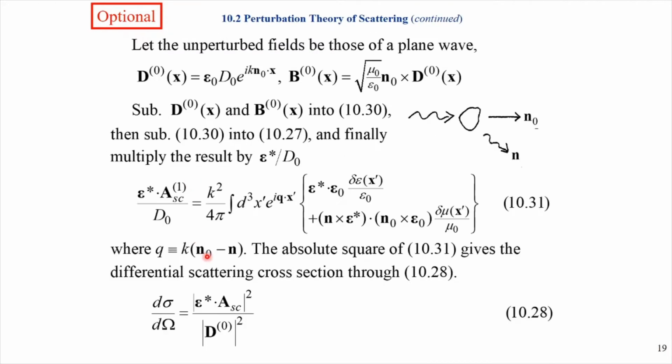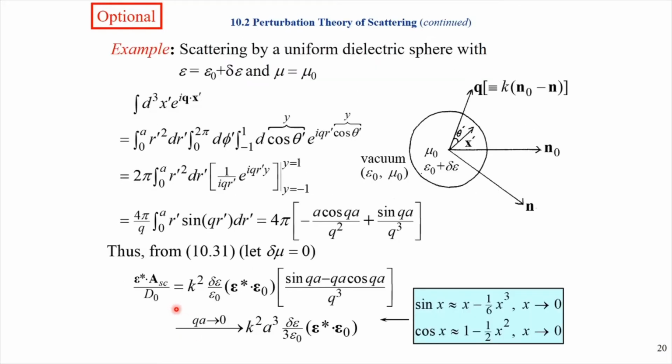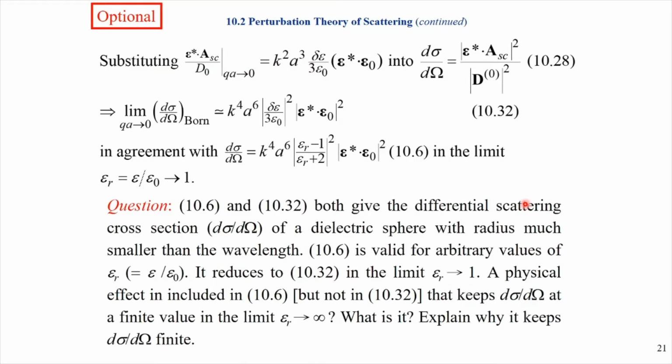Here, we want to calculate the cross section of the scatterer. How to do that? We will use this idea again. And we define Q. Q is equal to k(n0 minus n). n0 is the direction of the incident wave. n is the direction of the scattered wave. Okay, that's it.